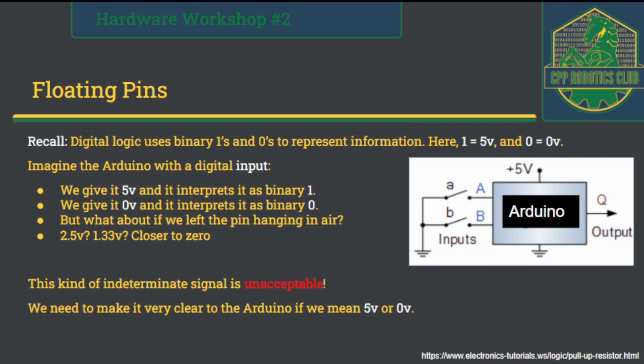But what if we kept the pin hanging in the air? Would it be 2.5 volts, 1.3, close to 0? We don't know. And so this kind of indeterminate signal is unacceptable. That means our circuit may behave unexpectedly because we don't know what the input is. So we need to make it very clear to the Arduino if we mean a 5 volt or a 0 volt and nothing else in between.